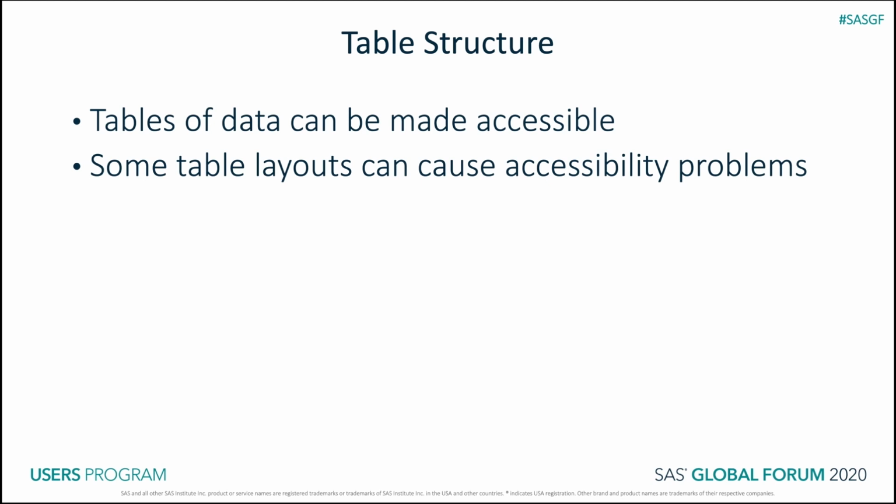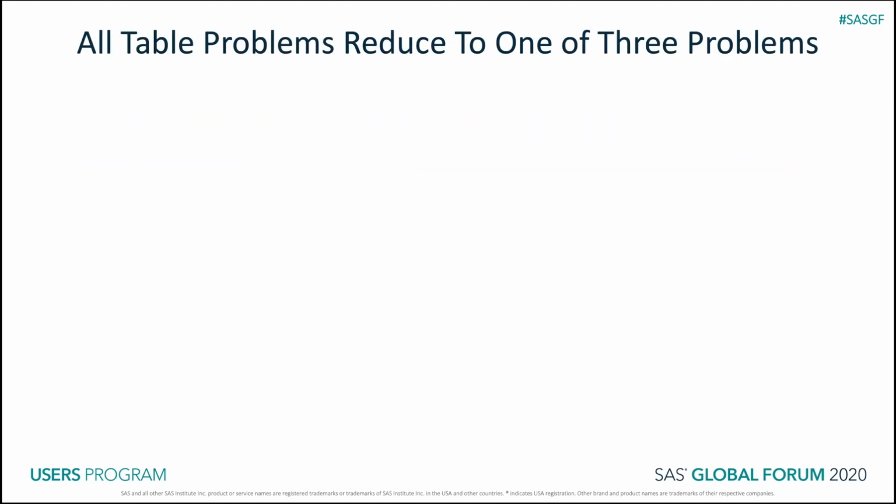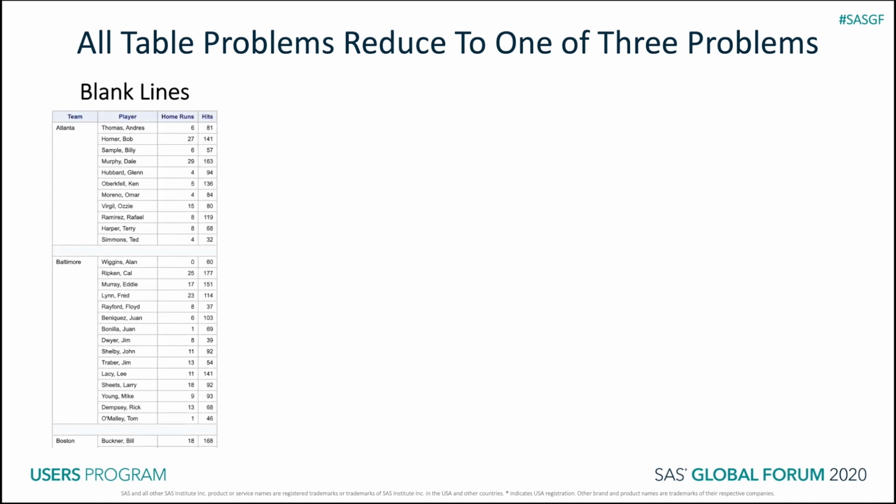Let's look a little bit at table structure. Tables of data can be made accessible in several of these different file formats, but some table layouts can cause accessibility problems. And what I've found is that almost all table structure problems can be reduced to one of three problems. The first one being blank lines. Here I've got a very simple table, and the examples I'm going to show you here are relatively simple, but you can imagine these same instances in much more complicated tables.